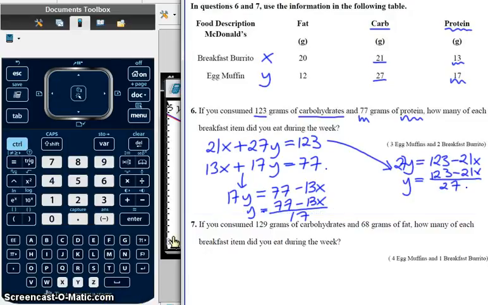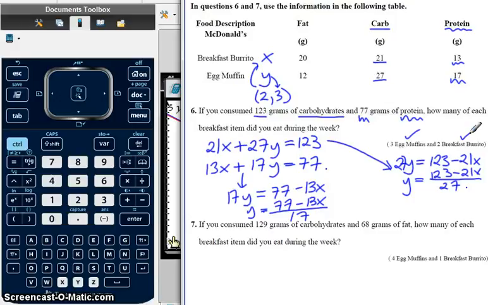All right, back on the pen now. So remembering that our solution was 2, 3, well, that meant that 2 was the x value and 3 was the y. So let's check. 3 egg muffins for the egg muffin, that was our y value, and 2 for the breakfast burrito, which was our x value. So that's how we find the solution. We can graph both equations: first write the equations, graph them and find the intersection.